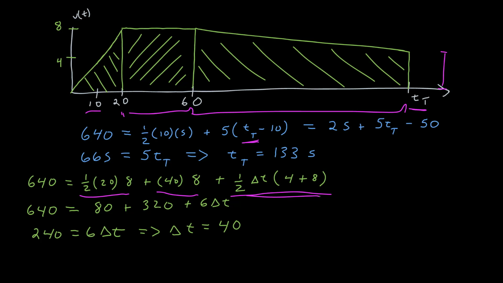delta t. Subtract 400 from 640, I get 240 is equal to 6 delta t, or delta t is equal to 40. The 40 is the last time interval, added to 60 gives me 100 seconds, which is the time car B finished, which is less than 133, so car B wins the race.